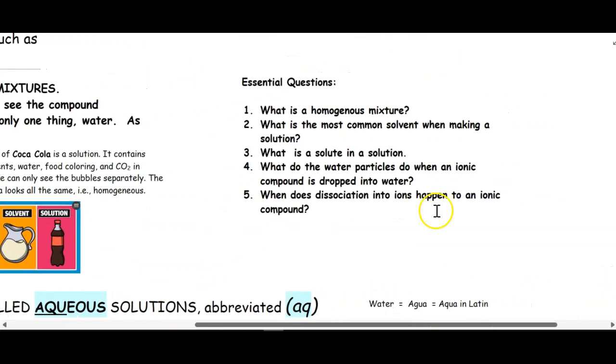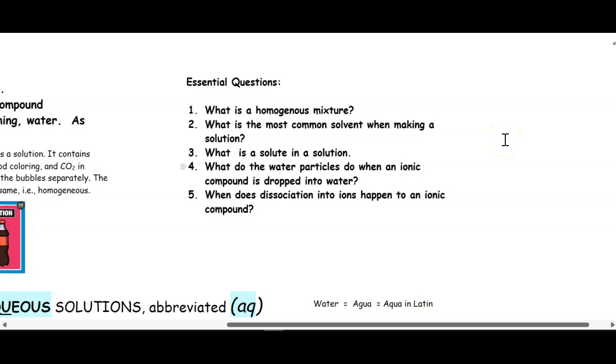All right, so here's our essential question. Really, what is a homogeneous mixture, that we can use the idea, applying the idea? What is the most common solvent when making a solution? What is a solute in the solution? What do the water particles do when an ionic compound is dropped into water? And when does dissociation into ions happen to an ionic compound?